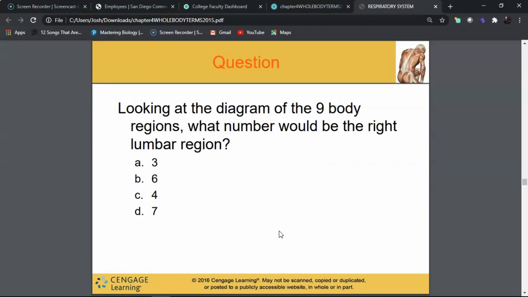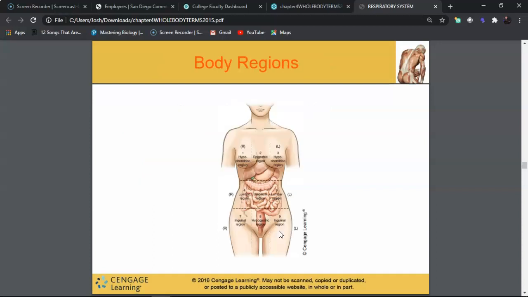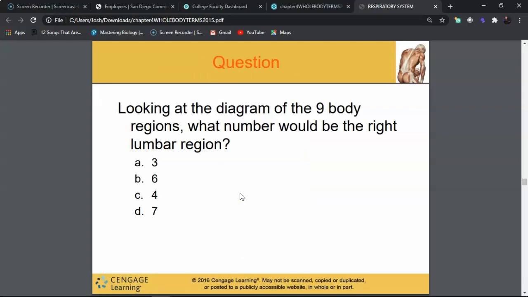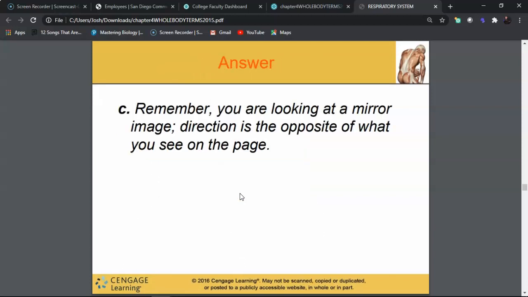Okay, so looking at the diagram of the 9 body regions, what number would be at the right lumbar region? So remember, if we go backwards, the right lumbar region, okay, so if we're going to count here, 1, 2, 3, so right lumbar region would be section 4, okay, which is C.